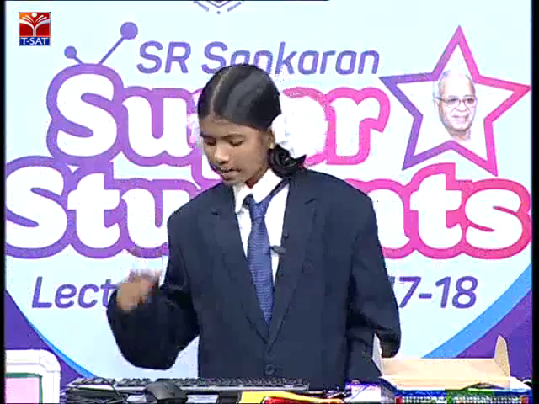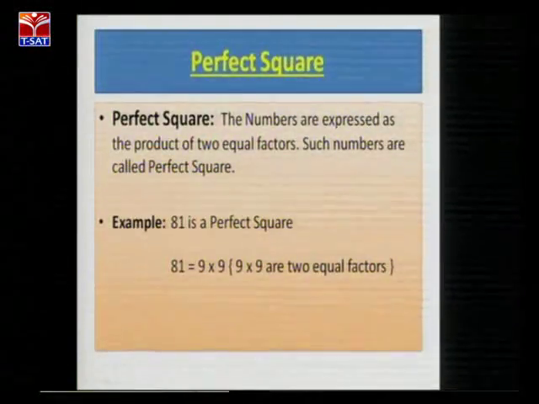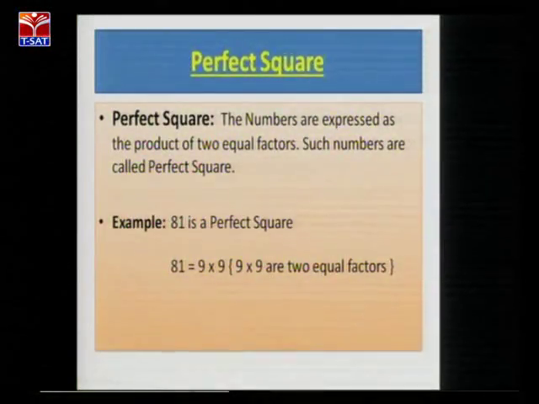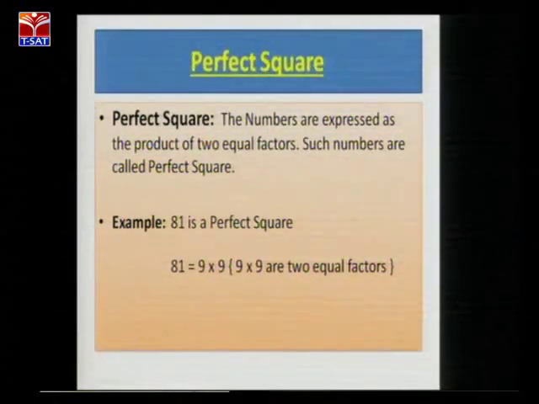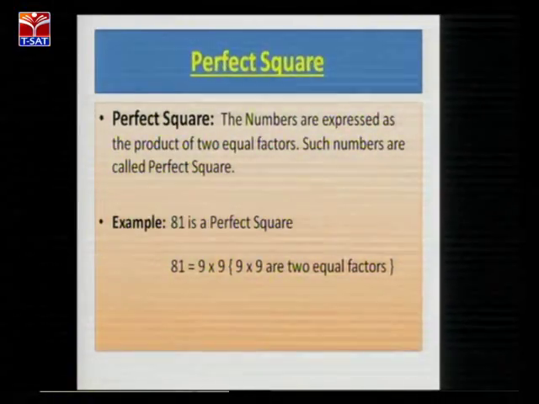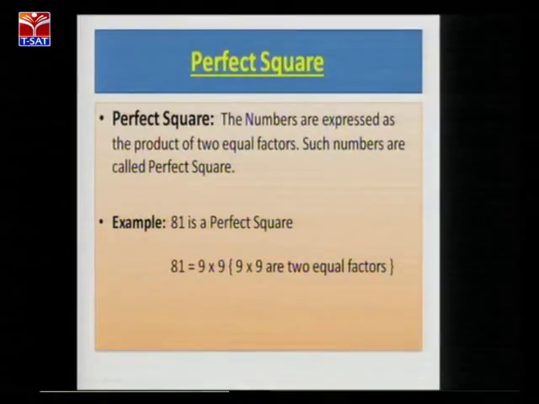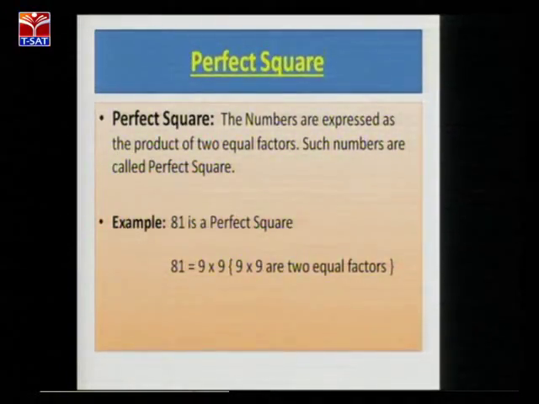Yes. Okay friends, observe on the slide. The next is perfect square. The numbers that are expressed as the product of two equal factors are called perfect squares. Vaishnavi, can you give one example for this? Yes friend, here 81 is a perfect square. We know that 81 is equal to 9 into 9. Here 81 is expressed as two equal factors. So 81 is a perfect square. Good friend, well done explanation.